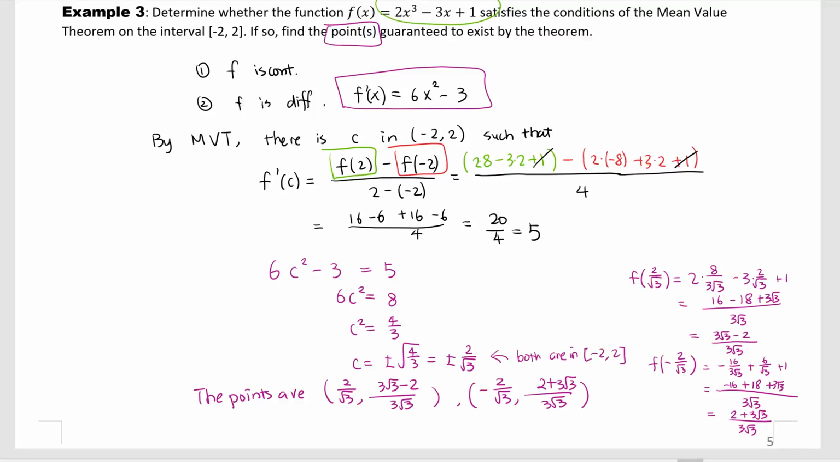Okay, so in the problems in this session, I either give you an equation, and then you're going to show me the equation has exactly one root. Okay, the second type of problem is like this. I give you a function, you're going to show the function satisfies the conditions of the mean value theorem, and then you can find the points guaranteed to exist by the theorem.